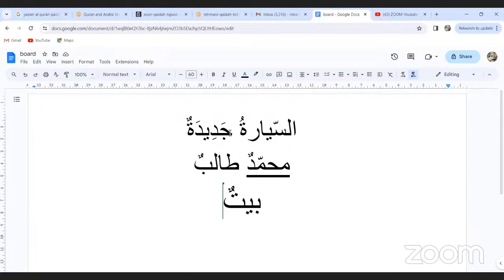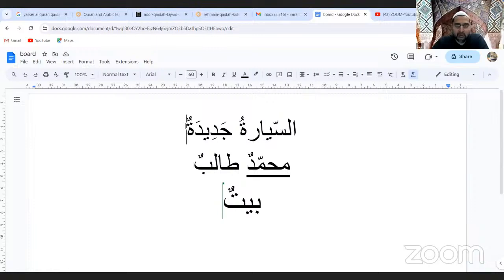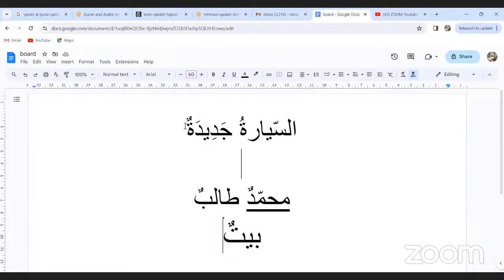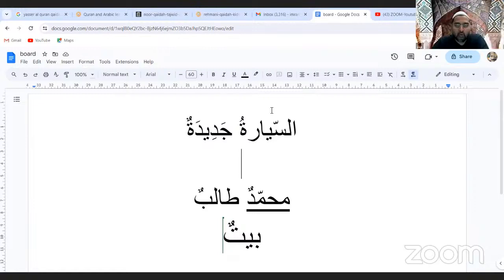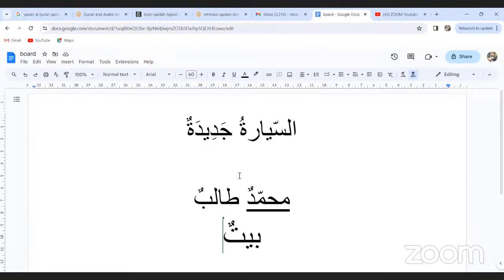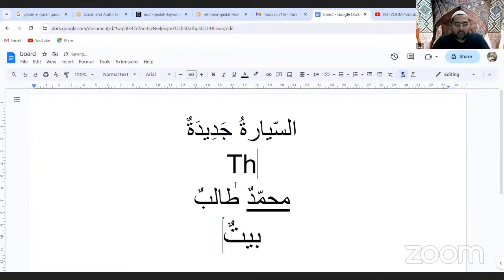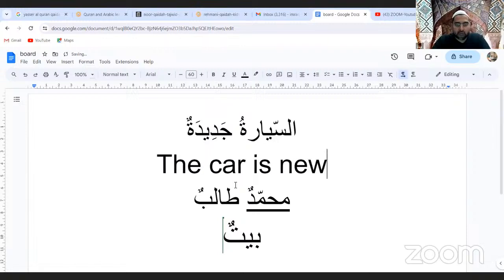Now, in lesson number 10, we talked about adjectives. I will add some additional information now. We said as-sayyaratu jadidatun. The car is new. Sometimes this is a statement. The car is new. This is a statement, a sentence.